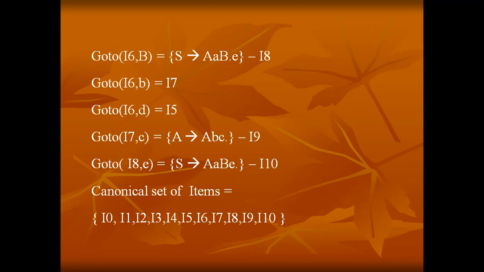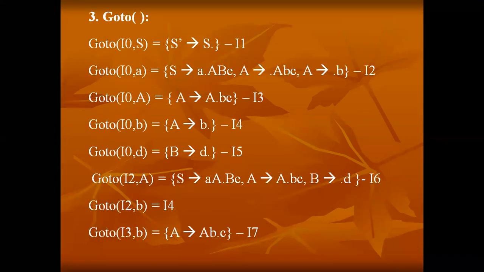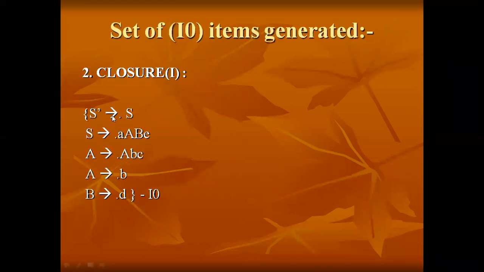Then how can I clearly understand that the overall computation for the goto function is completed? I am checking one by one. S dash tends to dot S is from I0, it should become S dot. S tends to dot AABE is from I0. Then after computing the goto functions, by taking the new items with new item numbers, finally my production should end at E. The dot should end at E. That means the production looks like S tends to AABE dot, right?